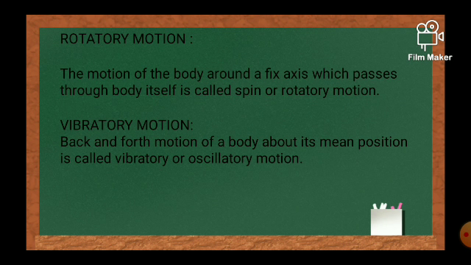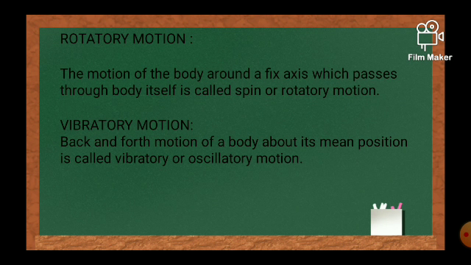A clock's pendulum is also an example of it. And if a child is swinging on a swing, it is also known as vibratory motion. There are many examples. We cannot even count them.